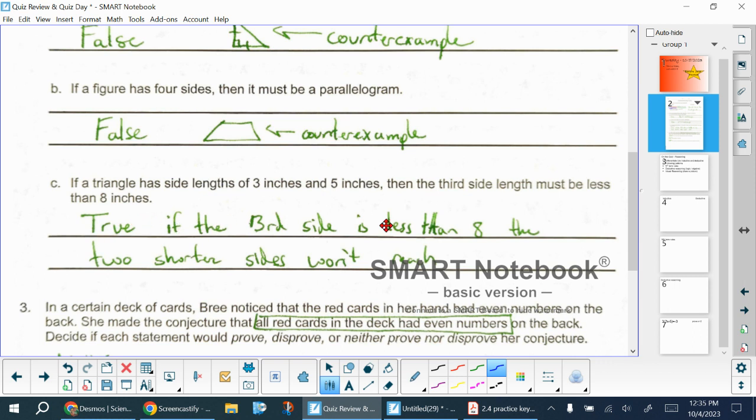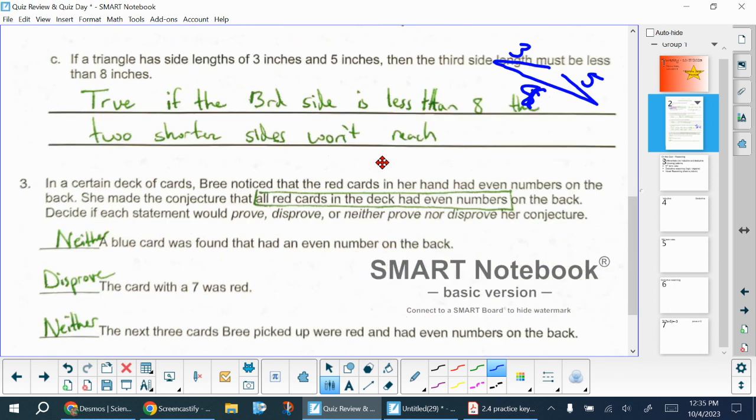If you think about this, if the third side is more than 8 inches, then the two shorter sides aren't going to reach. And I can draw you a picture that shows that. We'll just say this is 9, then my 3 and my 5 won't reach. 9 is too long for 3 and 5 to reach and make a triangle.